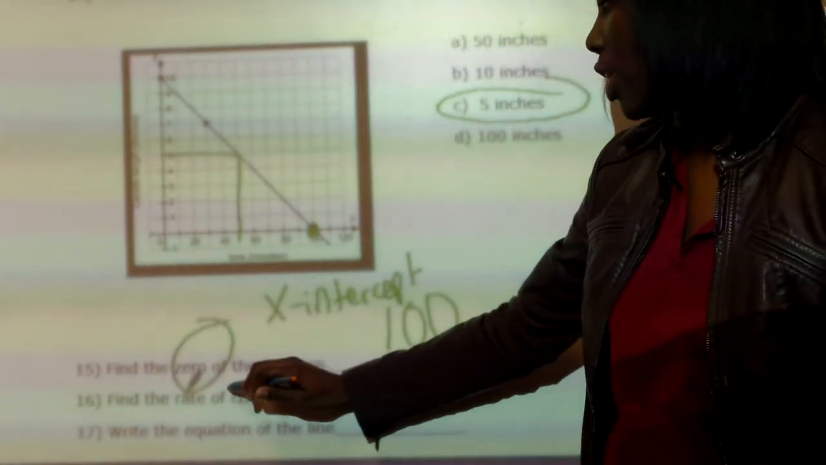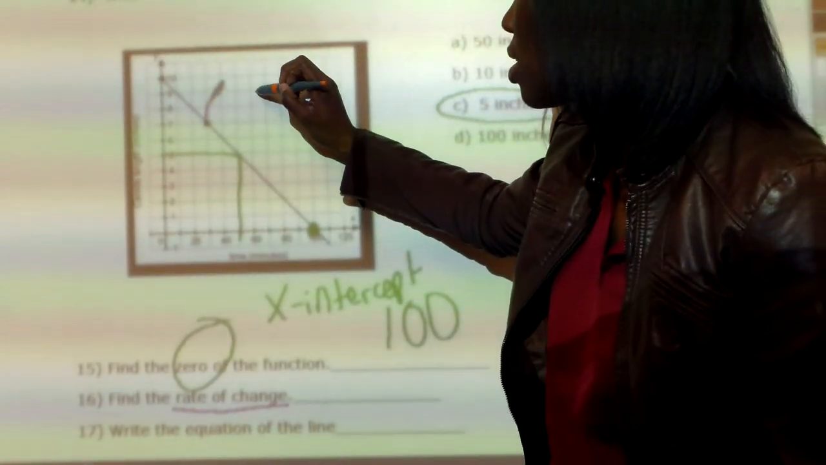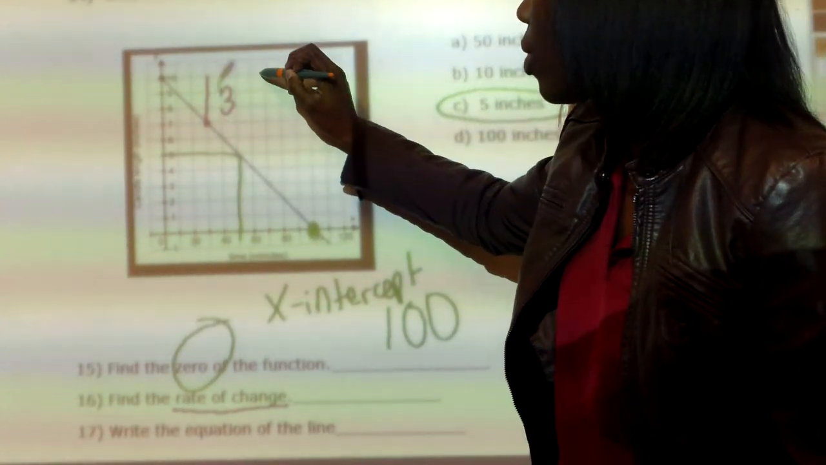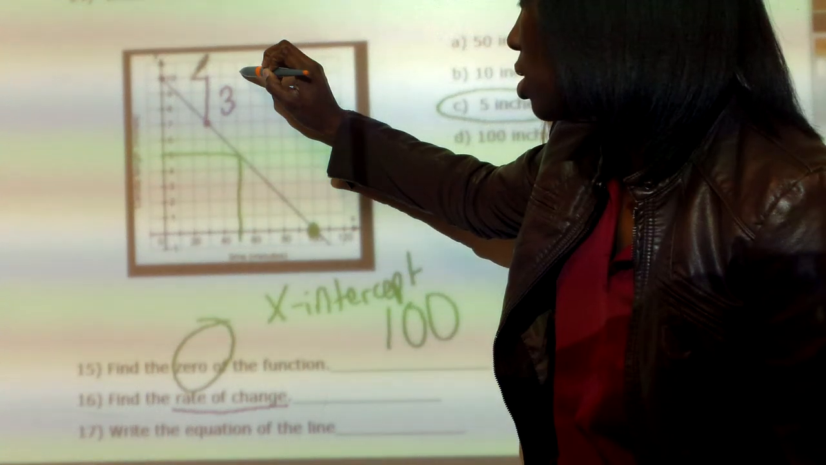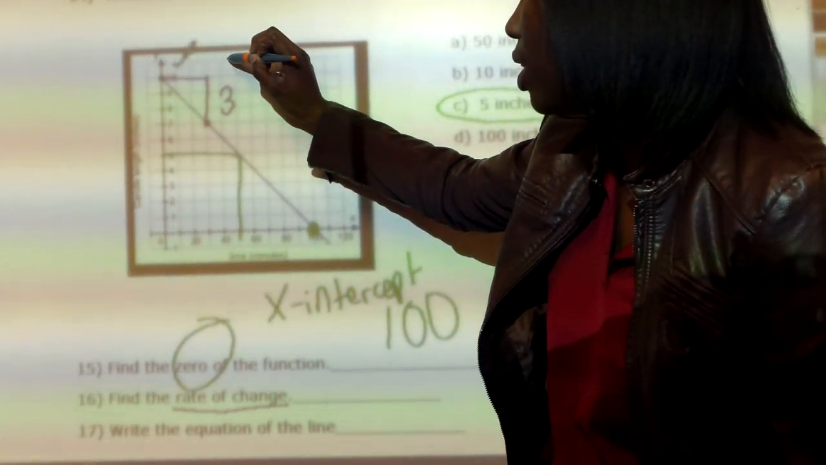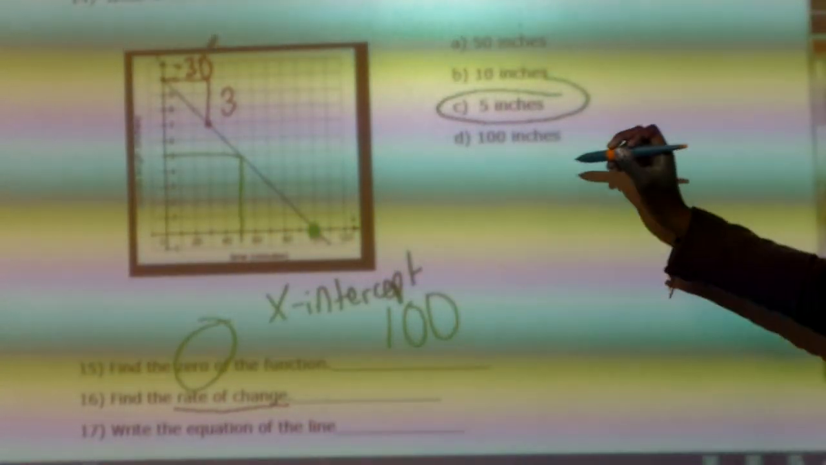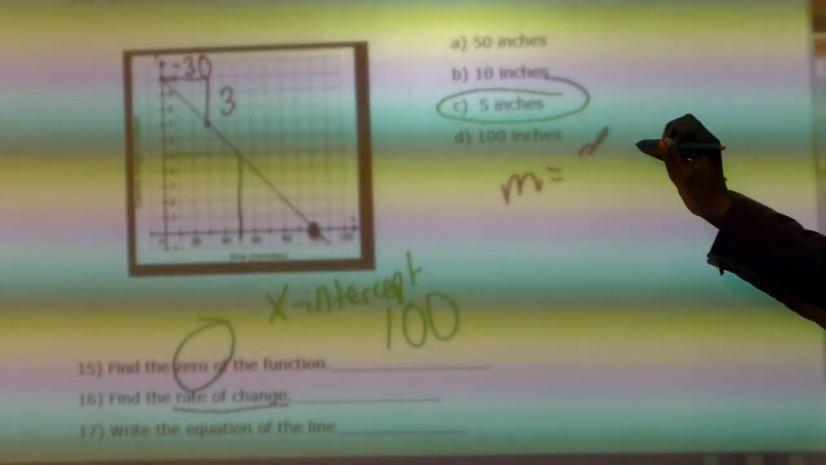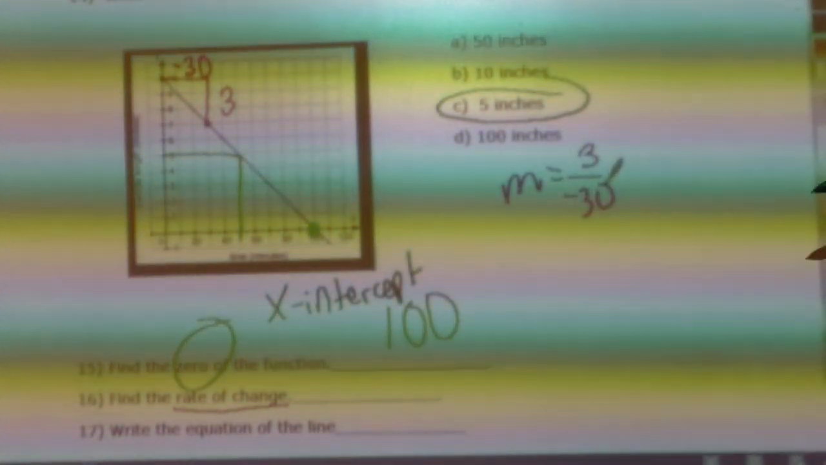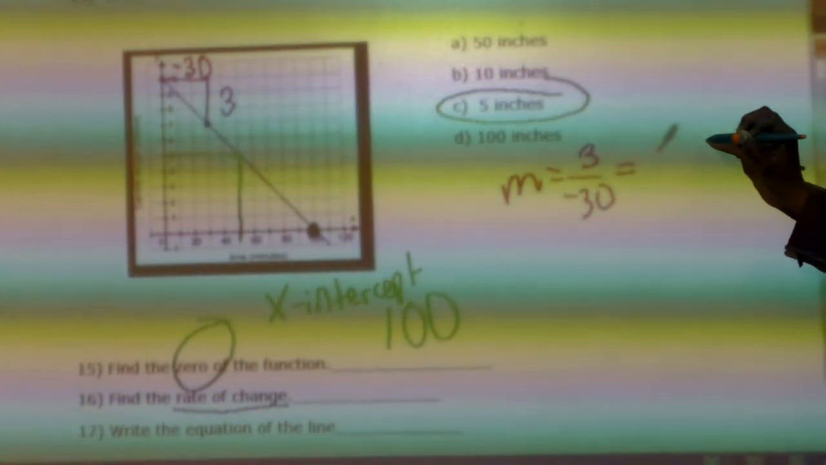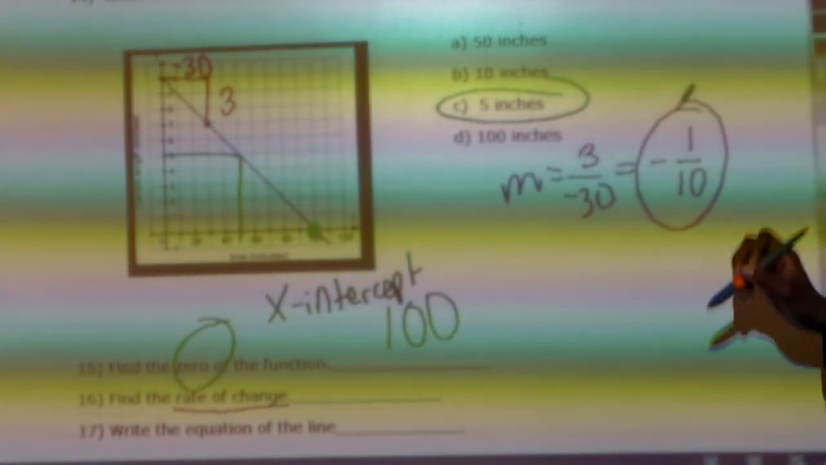Next one says find the rate of change. What does the word rate of change mean? Slope. We have 2 points, so our rise is how much? 3. And we're running negative 30, counting by tens: 10, 20, 30. Why is it negative? Because you're going backwards, to the left. So our slope is rise over run, and that reduces to negative 1/10.